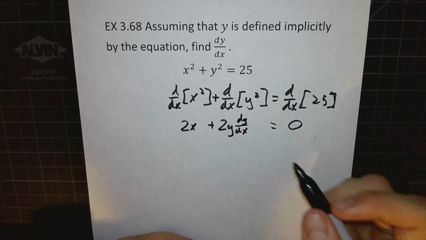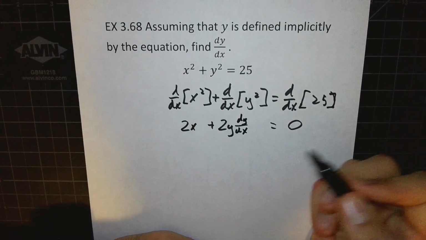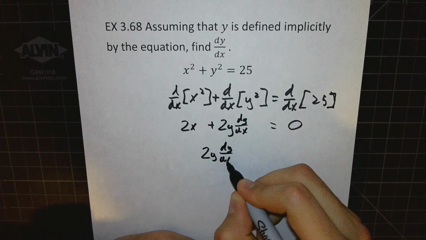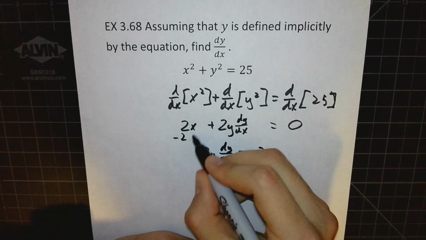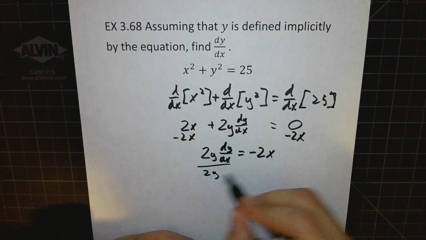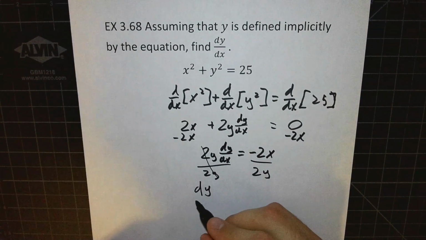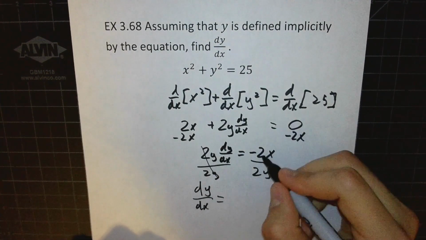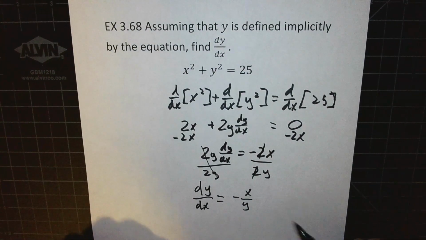So now what we'll do is we'll get every dy/dx term alone. So we'll have 2y dy/dx, and that will be equal to negative 2x because we'll subtract 2x from both sides. And now we'll divide both sides by 2y. So these will cancel, and we'll have dy/dx equal to, these 2's will also cancel. This will be negative x over y. And this is our answer.